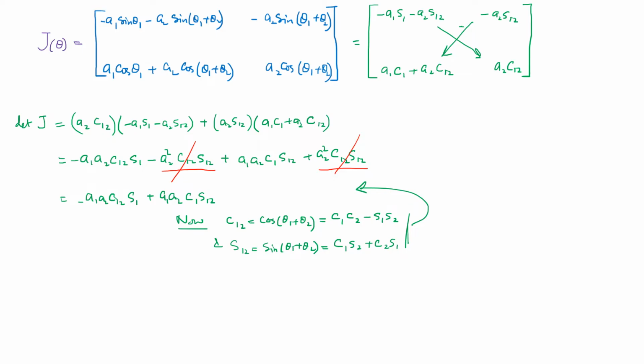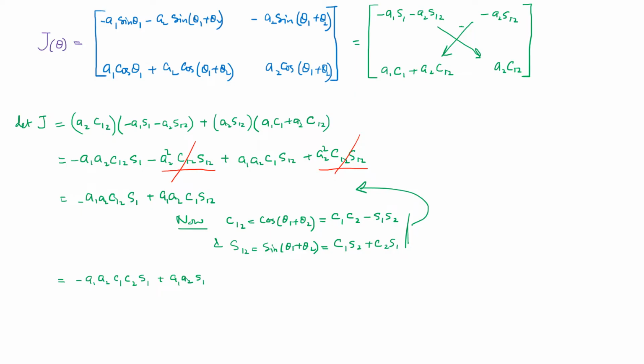So this would mean that you have this thing to be equal to minus a1 a2. Now I'm going to use cos of theta 1 plus theta 2 expanded form. So this is going to be cos of theta 1 cos of theta 2, then you have sine of theta 1 written down, and then you have minus minus plus, which is going to be a1 a2, then you have sine of theta 1.